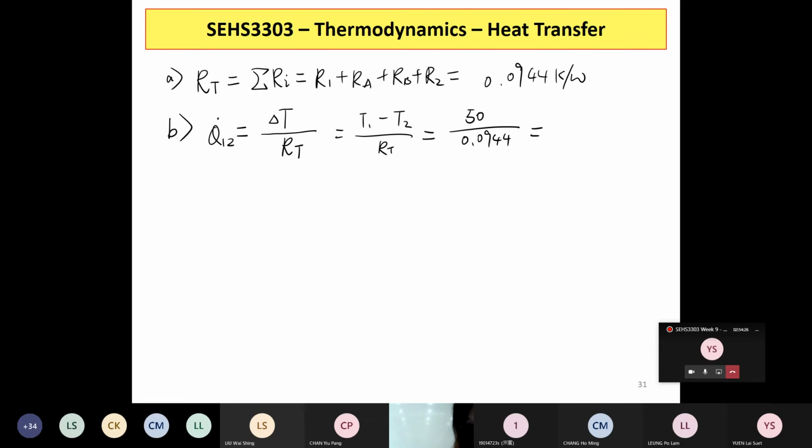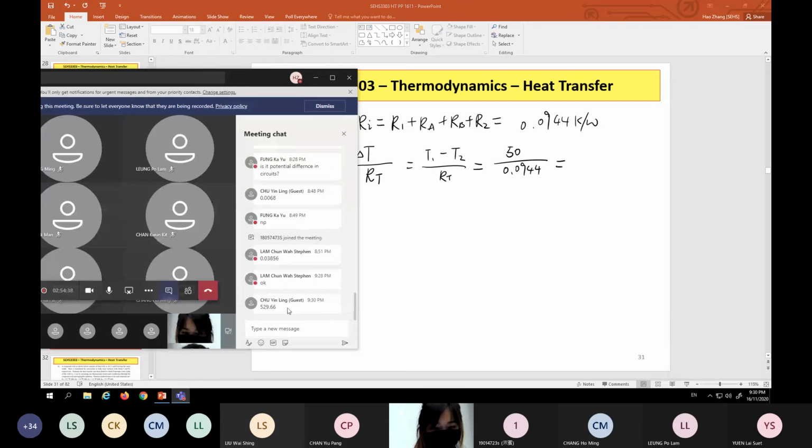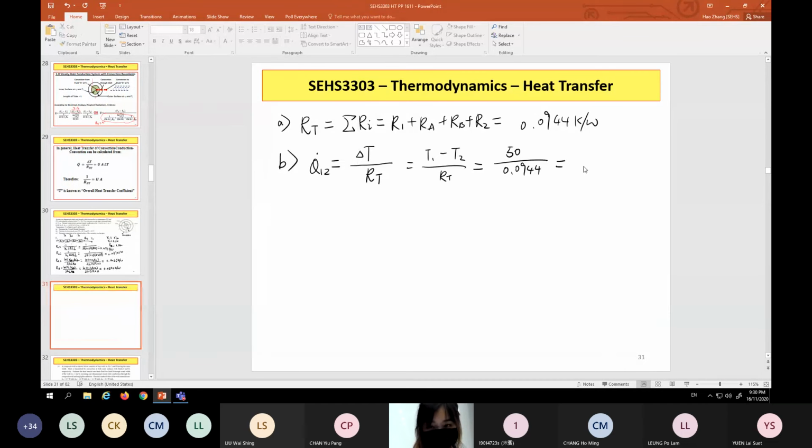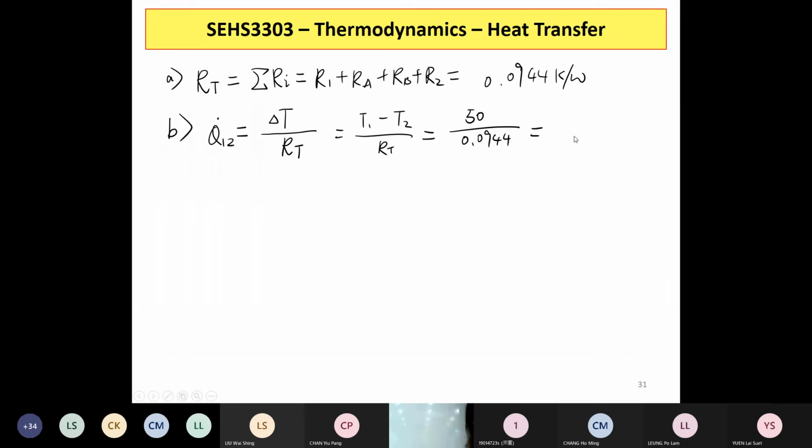What's the result? Hello, what's the result? Good, very good. That should be watt. That is the heat transfer rate for this system, this convection, conduction, and convection system.